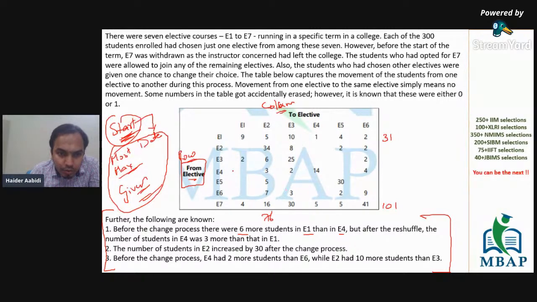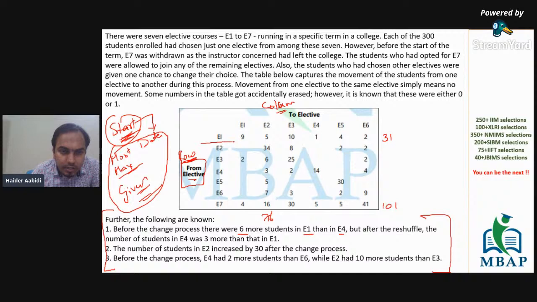So before is basically what? Before is row wise, right? We have just seen row wise. So now before the change process, 6 more students in E1 than E4. That means E1 had 6 more than E4. That means E1 is 31. E4 becomes how much? Anyone? How much is going to be E4? People respond.